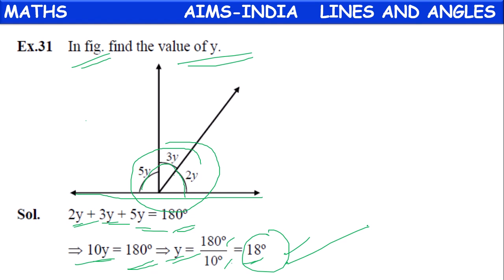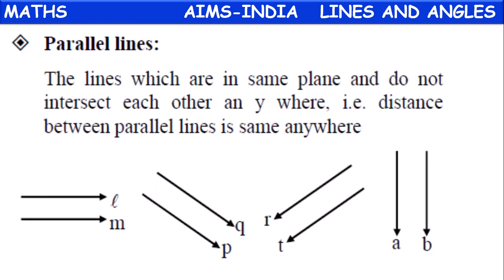So we have solved problems, children, based on vertically opposite angles and complementary angles, supplementary angles, adjacent angles and linear pair. Based on those concepts, we have solved all these problems. Now children, the next concept we have is parallel lines. The concept is regarding parallel lines.